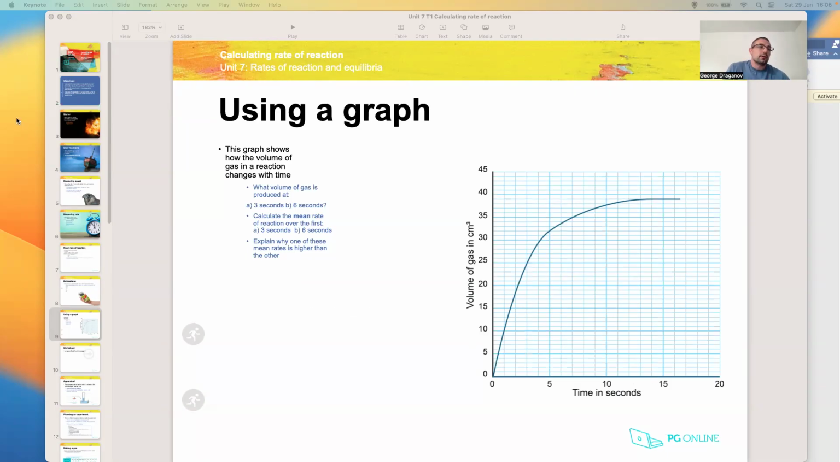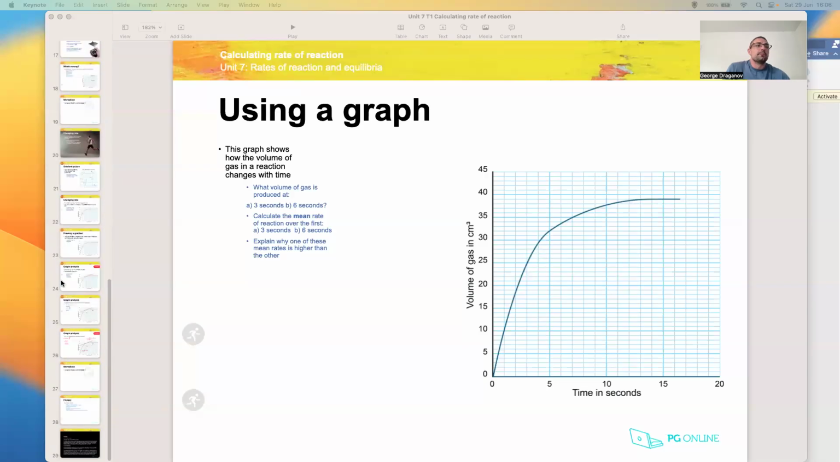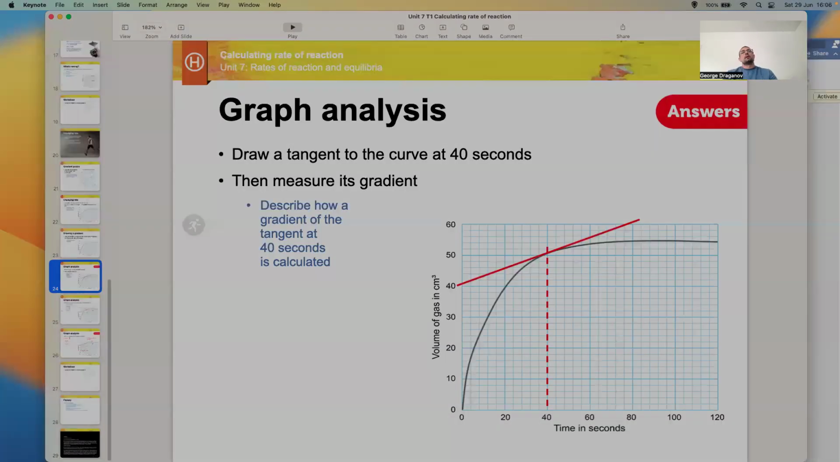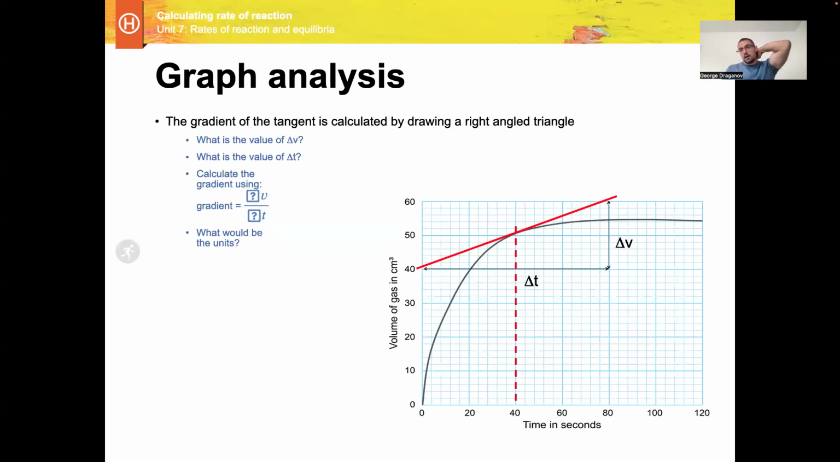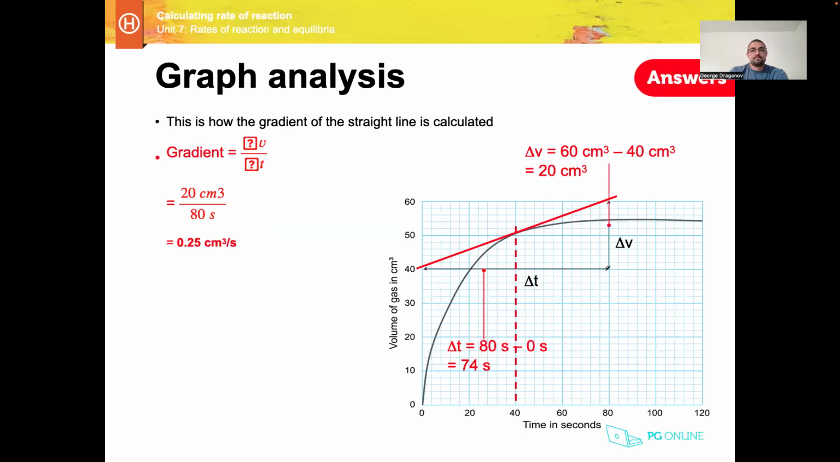Now, that was mean. Let's look at what happens if you're finding the rate at a particular point. So I'm just going to play these slides to show it to you. Someone says to you, find the rate at 40 seconds. So you find 40 seconds and you draw a tangent as close as possible to the curve. Then you find a right angle triangle, making it nice and big, and finding the change in y over the change in x. Rise over run. So I think here, just a small error here. 80 minus 0 is not 74, it's 80. Otherwise, everything is correct. So then you would do 20 divided by 80, and you'll get 0.25, again, as per the axis, centimeters cubed per second.